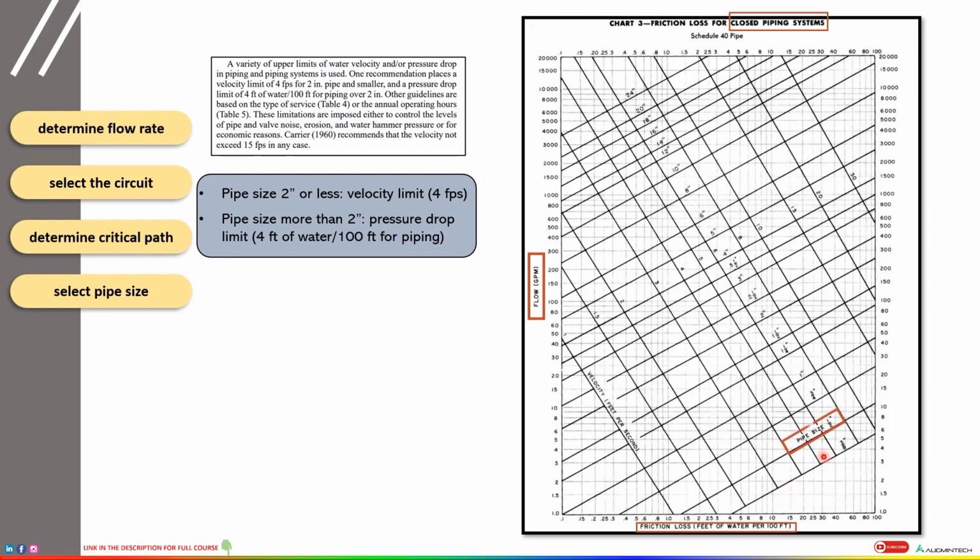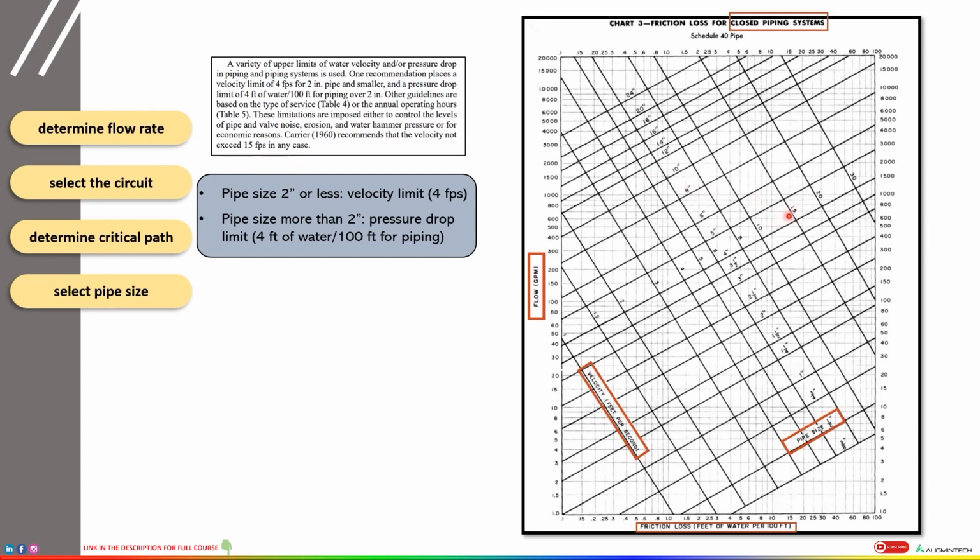Next we have the pipe size. So these lines are representing the pipe sizes starting from 3/8 of an inch till 24 inches. So these slanted lines represent different pipe sizes. Alright, is there any other parameter? Yes, there is. And what's that? That is velocity, which is mentioned in feet per second. That's fps. So these are the lines of velocity starting from 1 fps till 30 fps. Please note, Carrier 1960 recommends that the velocity not exceed 15 fps in any case.